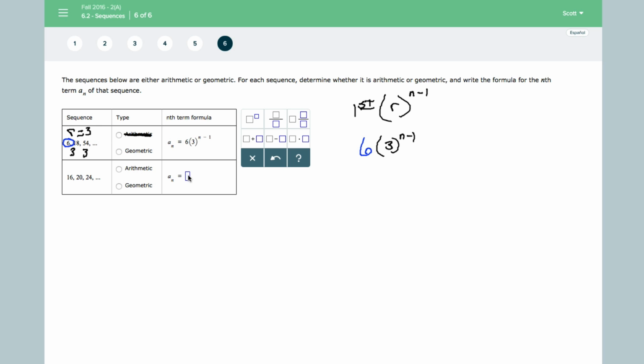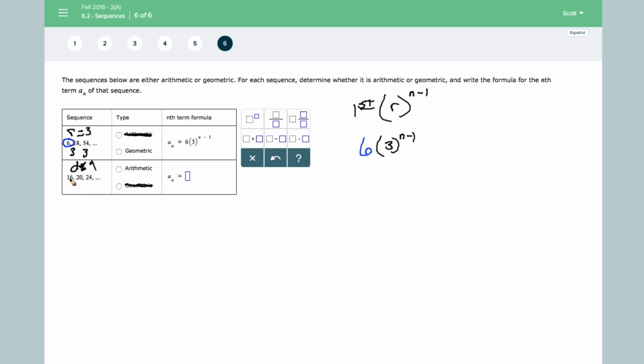Okay, now let's look at this one. How do I get from 16 to 20? I can plus 4. And 20 to 24 is plus 4, so my difference is plus 4. Let's just say difference equals 4, positive 4. It's not geometric because it's adding.